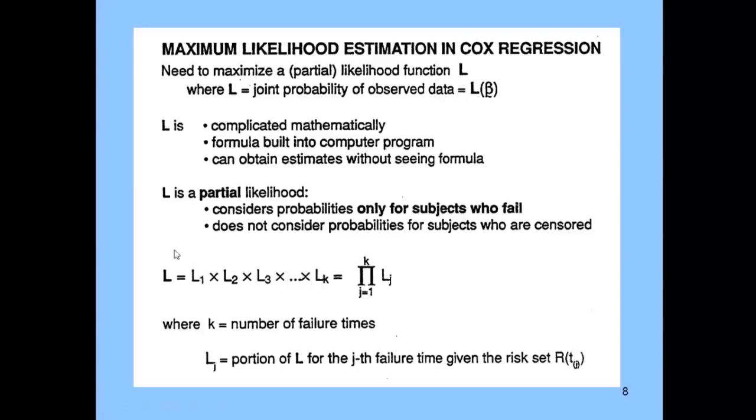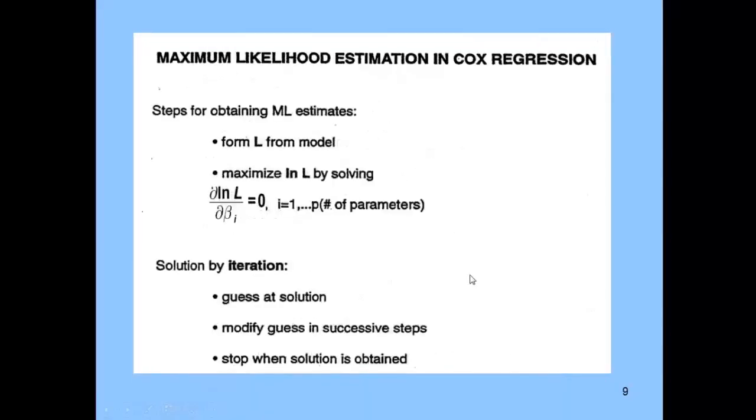So in some sense, this is a conditional probability. It's P of A, P of B given A, P of C given A and B, and so on. So that's what allows the product. They're independent given that it's conditional, but that's just mathematical. The main thing is that there's a program, PH, there's a formula, and it maximizes it, and it uses only the subjects who fail to actually get the formula.